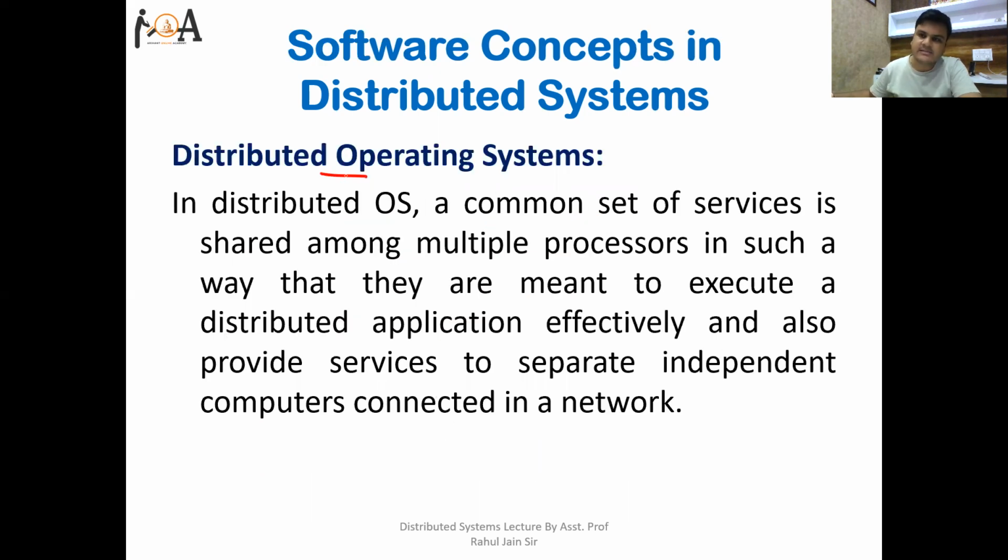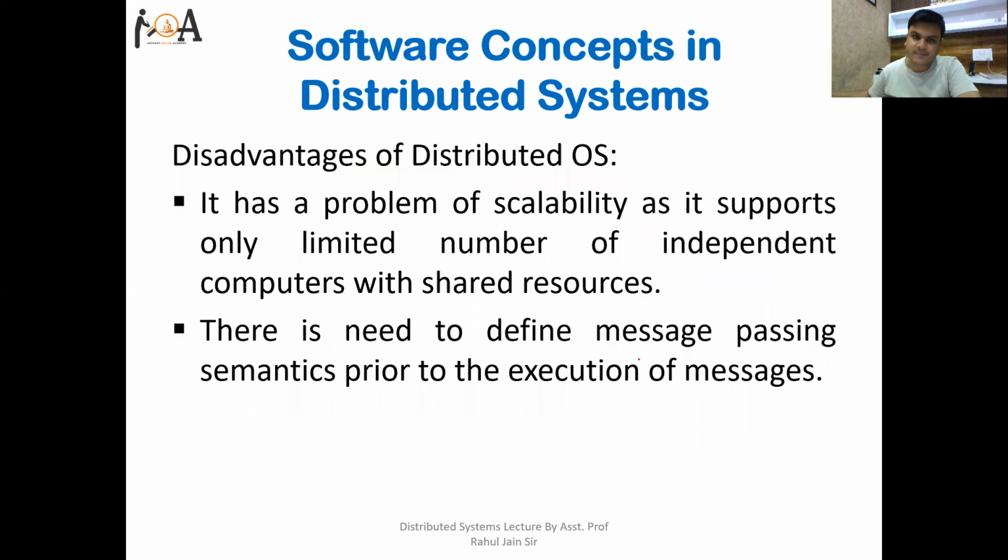In a distributed operating system, a common set of services is shared among multiple processors in such a way that they are meant to execute a distributed application effectively and also provide services to separate independent computers connected in a single network. The disadvantages of distributed operating systems are, first, a problem of scalability. It supports only a limited number of independent computers with shared resources. If we add more computers for more resources, it would not be scalable up to that.